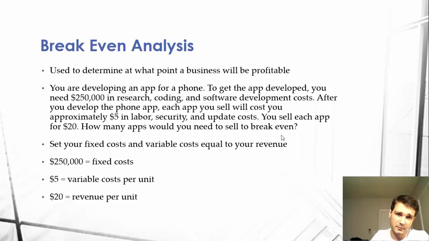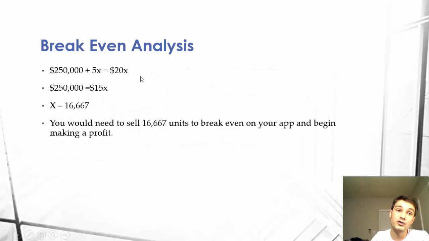So how do we use all of this information? We are just going to make a linear equation. So we're going to set fixed costs plus our variable costs equal to our revenues. So as you can see here, we just take $250,000, our fixed cost, plus our 5x, which will equal 20x. Then we'll subtract out the 5x from the 20x to get 15x equals $250,000. So our break-even point is a quantity of 16,667 units. So you would need to sell 16,667 units to break even on your app, and this would happen if you want to make a profit.